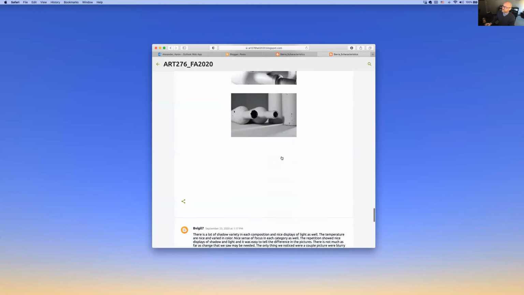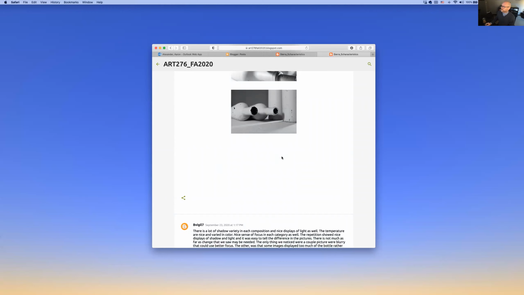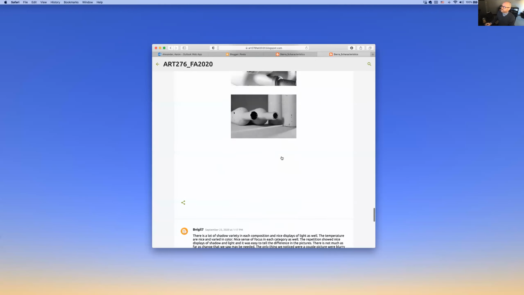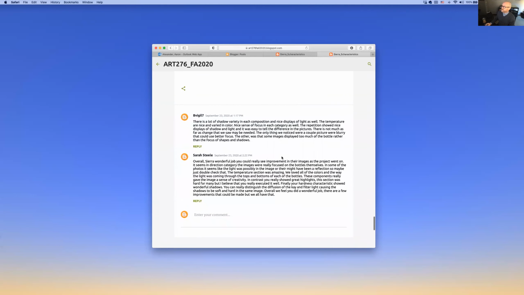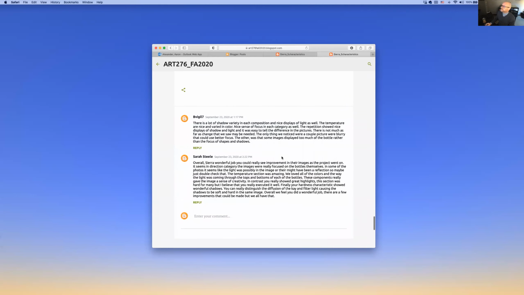Your exposures and your techniques all look very good. It looks like you're handling the camera quite well. Let's see what some of your peers had to say. A lot of shadow variety in each composition. Yes, I would agree. Very nice variation in color.